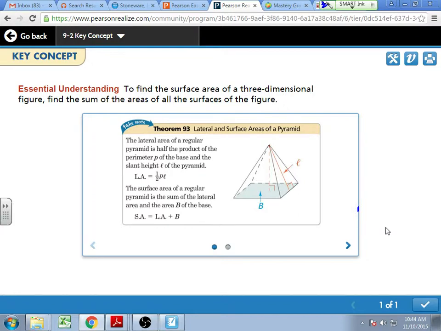There's one less base. I had 2 bases here, 2 triangles. Here I only have 1. So I essentially have half of everything I had before. Isn't that an extra step? Isn't that like an extra step also?